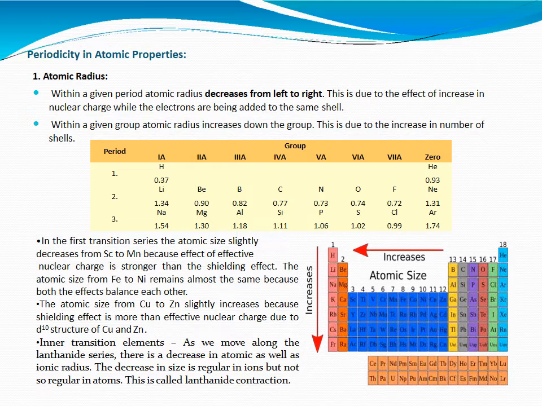Inner transition elements: as we move along the lanthanide series, there is a decrease in atomic as well as ionic radius. The decrease in size is regular in ions but not so regular in atoms. This is called the lanthanide contraction.